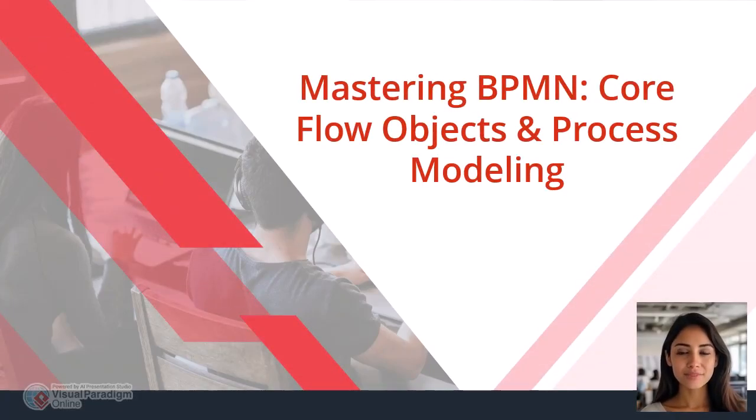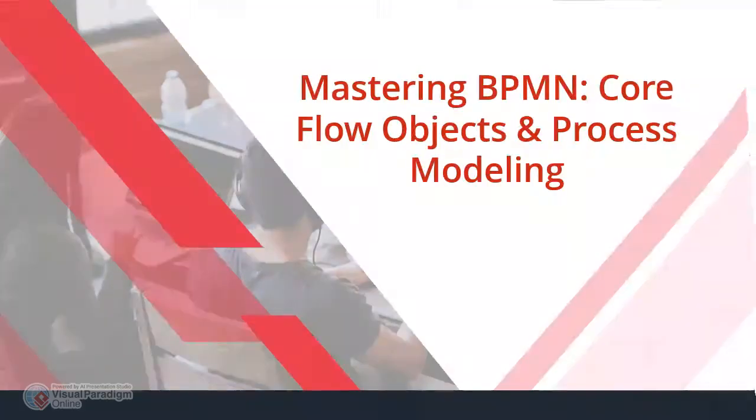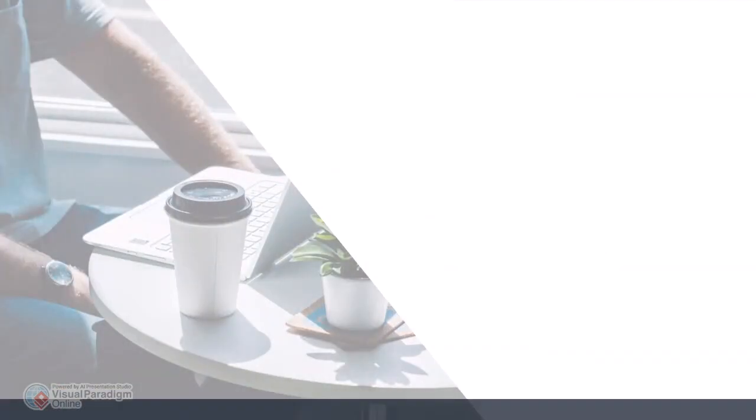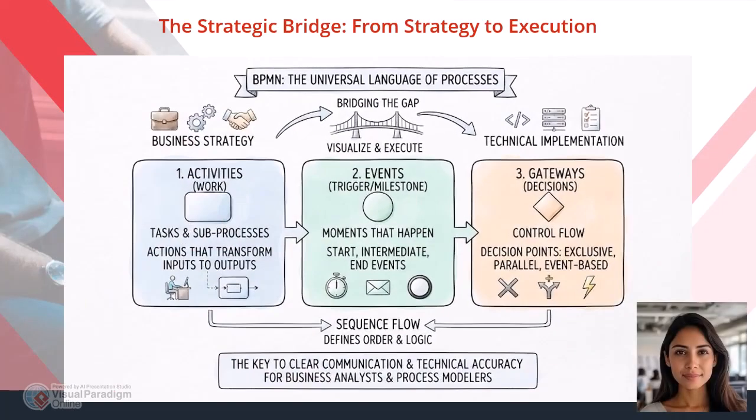Welcome to this deep dive into business process model and notation. We will demystify the visual language that bridges strategy and execution, transforming complex workflows into clear, actionable maps. BPMN acts as the universal translator between business strategy and technical implementation. It relies on three core components to ensure clarity: activities, events, and gateways.